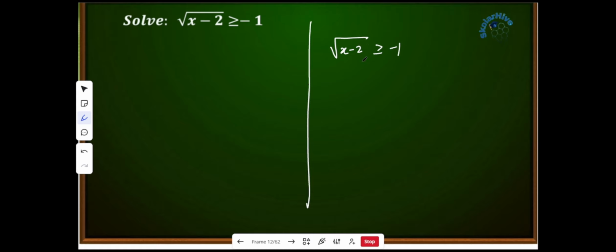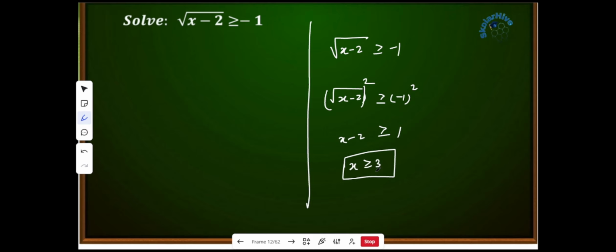So we are given the square root of x minus 2 greater than or equal to minus 1. If you go for squaring on both sides, that will give us x minus 2 greater than or equal to the square of minus 1. So minus 1 squared will be 1, and here x minus 2. If you solve this, you will get x is greater than or equal to 3. But is this the solution?